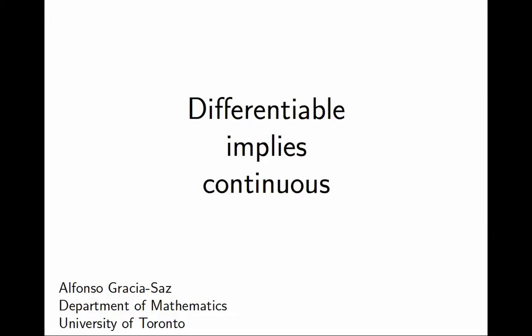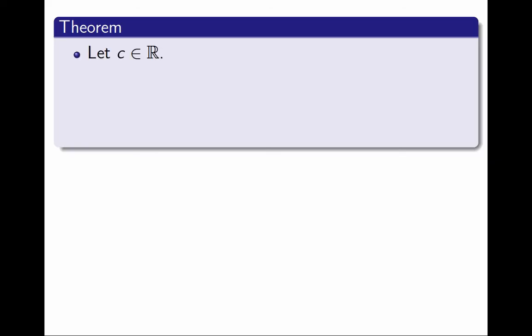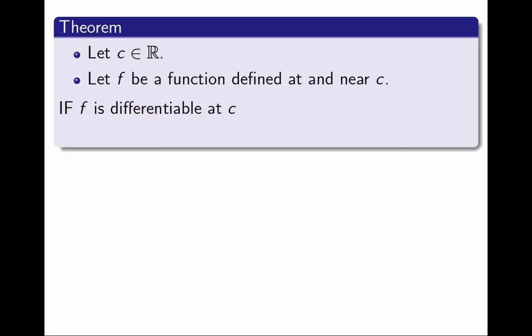In this video, I will prove that every differentiable function must also be continuous. Or, as a formal theorem: given a number c and a function f defined at and near c, if f is differentiable at c, then f is also continuous at c. The converse is not true. There are some functions which are continuous without being differentiable. I will include a link in the description to some examples.